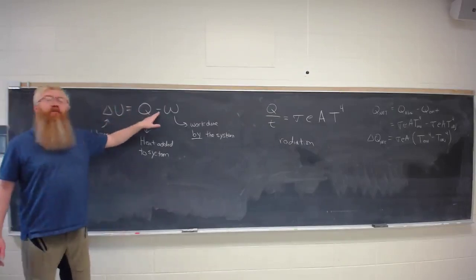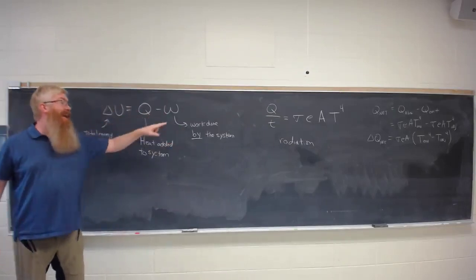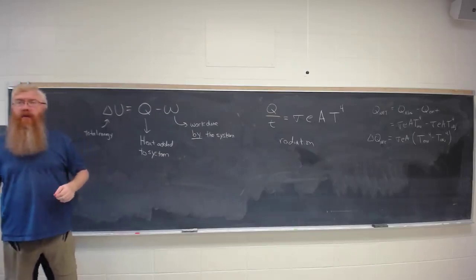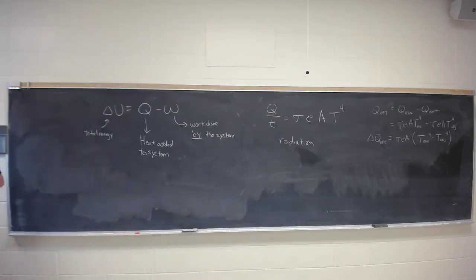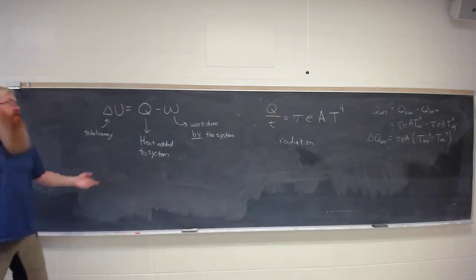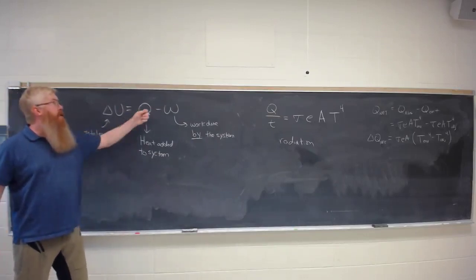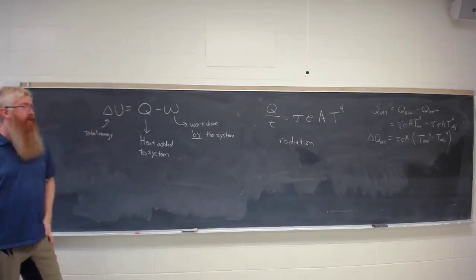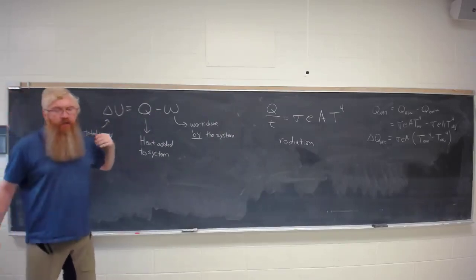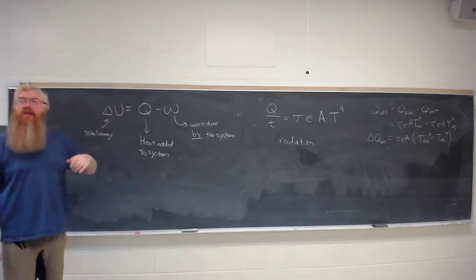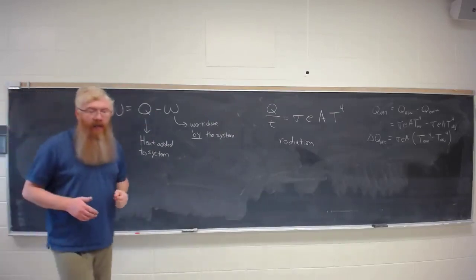Some books, this is a plus sign because it's the work done on the system. So when you do work on a system, you add it to its energy. So it depends on the textbook publisher. Most of my textbooks, it's a plus sign. Yours is a minus sign. Again, it's just preference. So there are two ways to change the internal energy of a system: do work on it or add heat.